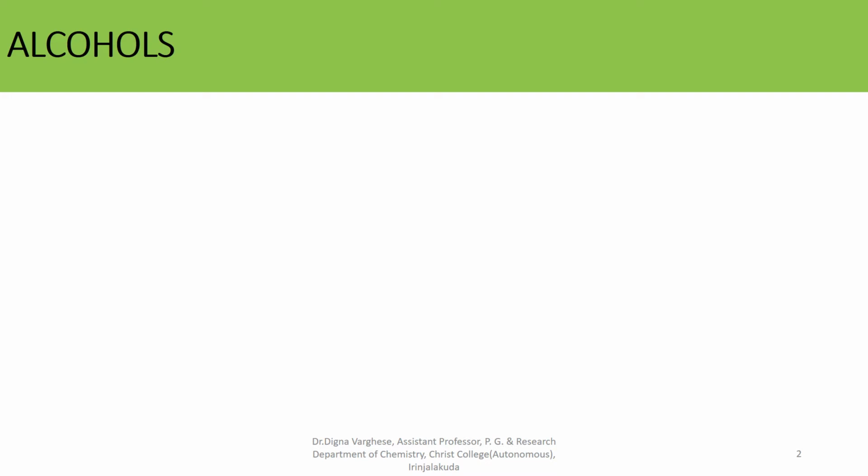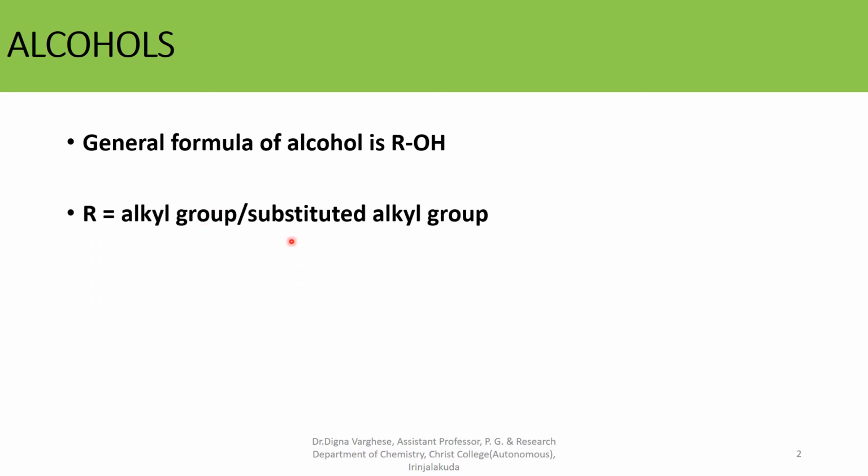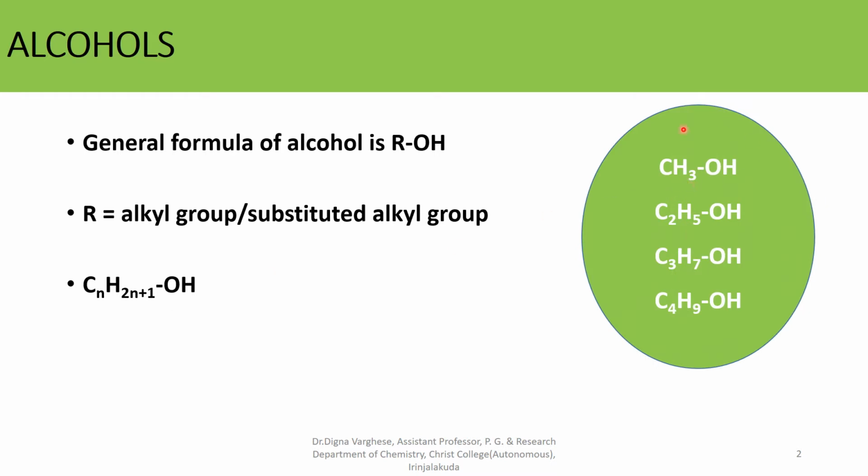Alcohols. We know alcohol is an organic compound. Alcohols correspond to the general formula ROH, where R is an alkyl group or substituted alkyl group. If the alkyl group is saturated, the homologous series of alcohols is represented by the general formula CnH2n+1OH. If n is equal to 1, it is methanol. If n is equal to 2, it is ethanol. If n is equal to 3, it is propanol. If n is equal to 4, it is butanol, and so on.